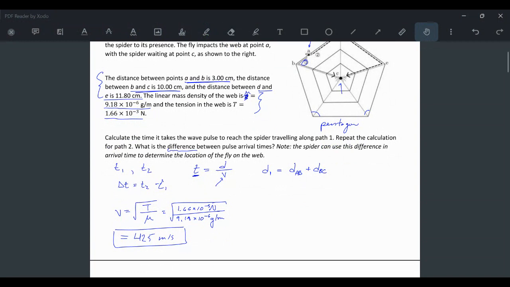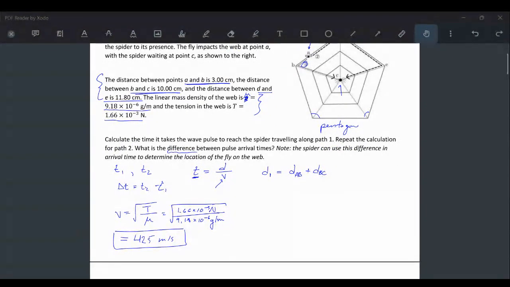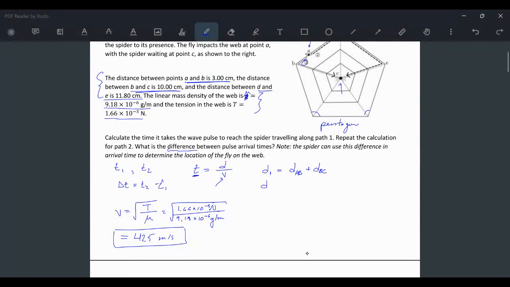But I think that actually makes the computation a little bit more challenging. So I'm going to solve this the rest of the way in variables, and then we'll see that perhaps it's a little bit simpler. So this is good enough right now for the distance along the first path. We need to figure out what the distance along the second path is.